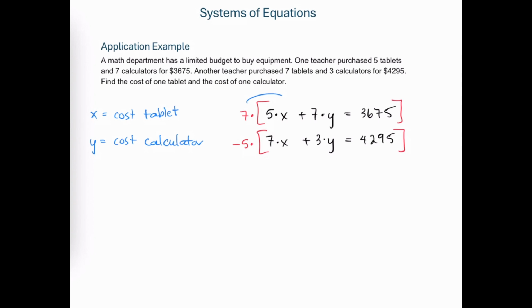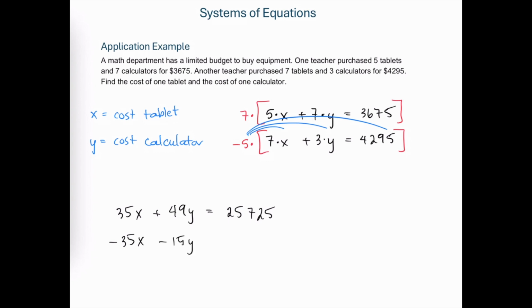So let's distribute the 7 into the first equation, and I'll end up with positive 35x plus 49y. And 7 times 3675 is 25,725. Now let's multiply the negative 5 into the second equation, and we'll get negative 35x minus 15y, and 5 times 4295 is 21,475, but again that's negative.